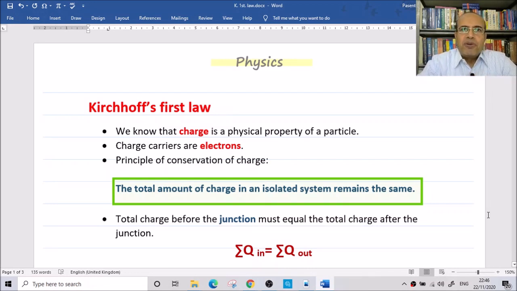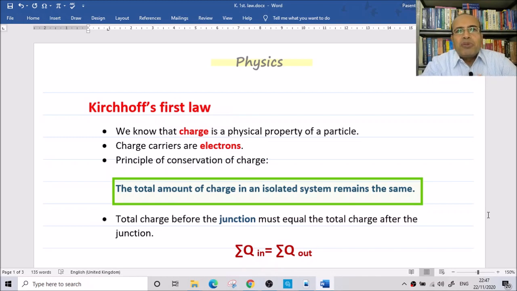Kirchhoff's first law. This is a very important part in physics. Now let us study Kirchhoff's first law. We know that charge is a physical property of a particle. Charge carriers are electrons. So we have here the principle of conservation of charge.